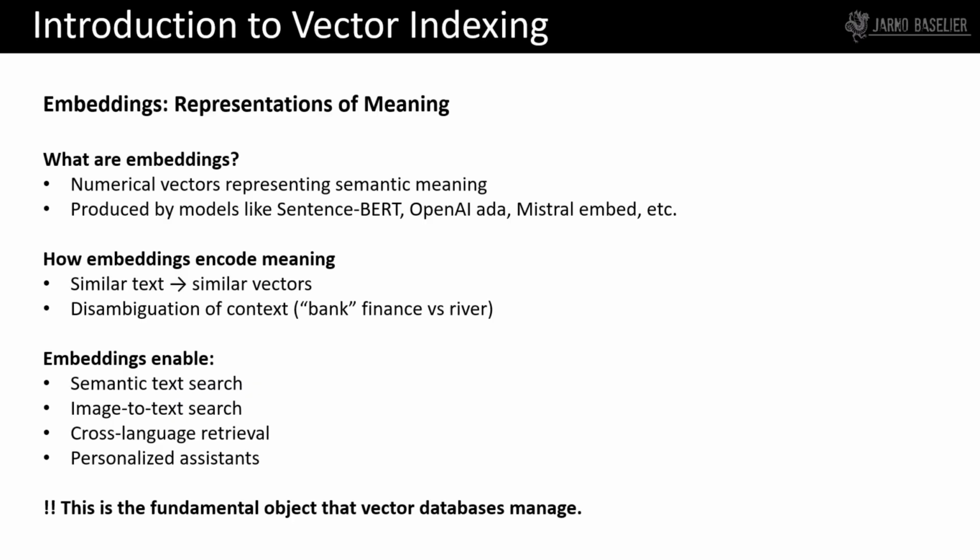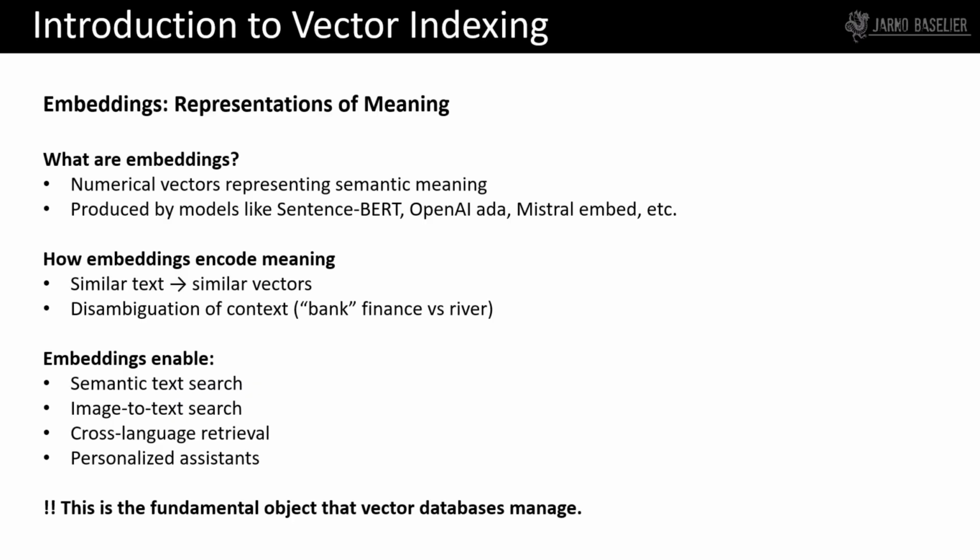Well, embeddings, and we did discuss this at length, but we discussed this pretty well in previous chapters. Still, as a little recap, embeddings are numerical vectors representing semantic meaning and produced by models like Sentence-BERT, OpenAI Ada, Mistral Embed, etc.